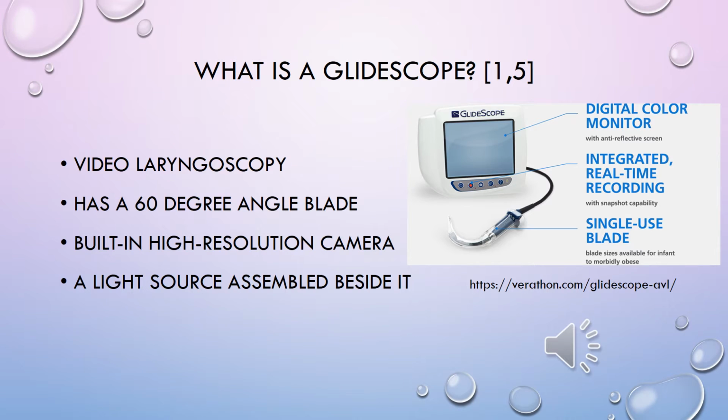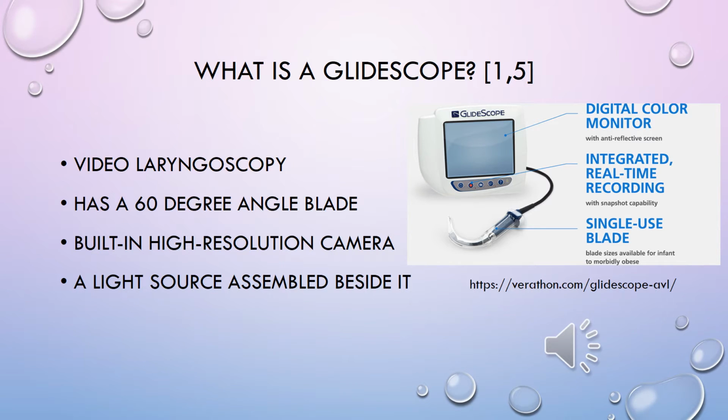What is a Glidescope? The Glidescope is a video laryngoscope that has a 60-degree angle blade with a built-in high-resolution camera and a light source assembled beside it. The image is then transmitted onto a mobile bedside monitor.